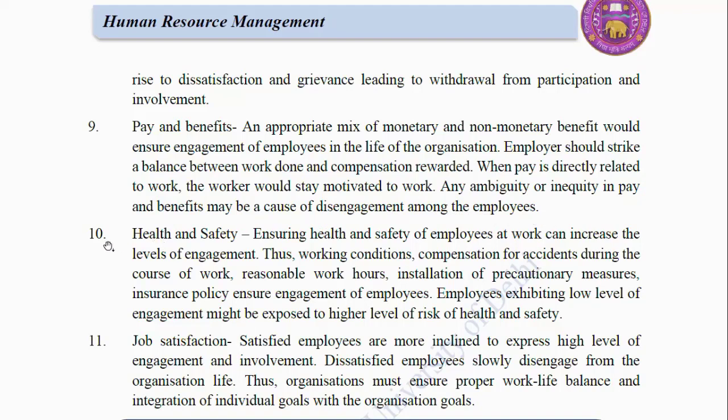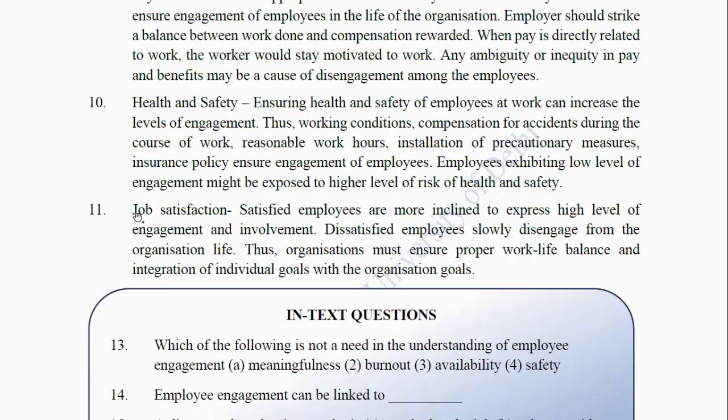Point number 10, health and safety. Ensuring health and safety of employees at work can increase the levels of engagement. Thus, working conditions, compensation for accidents during the course of work, reasonable work hours, installations of precautionary measures, and insurance policy ensure engagement of employees. Employees exhibiting low level of engagement might be exposed to higher level of risk of health and safety.